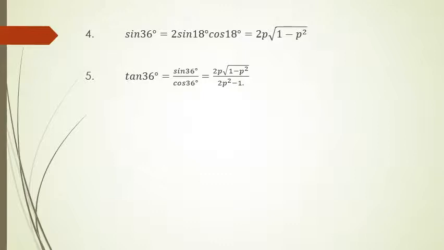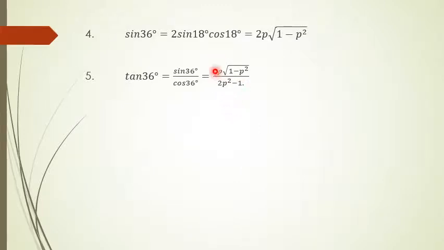Number 5 is tan 36. We remember the definition or the identity. Tan 36 degrees is equal to sine 36 over cos 36. And simply substituting, we found above here that sine 36 degrees is 2P multiplied by the square root of 1 minus P squared. Substitute there. Cos 36, in a previous part of the question, we found it to be 2P squared minus 1.